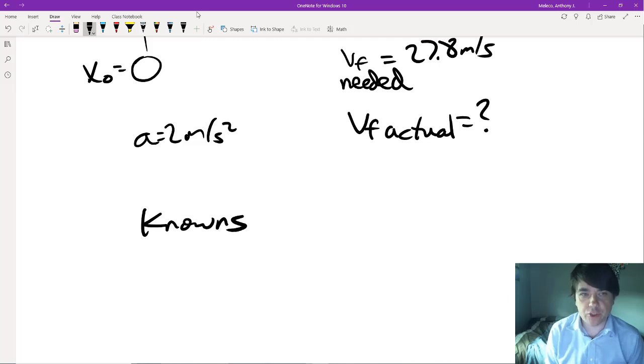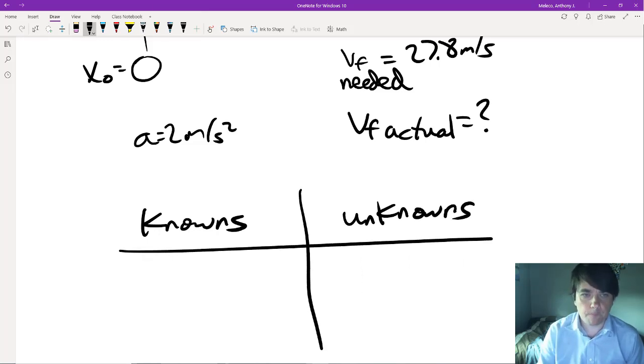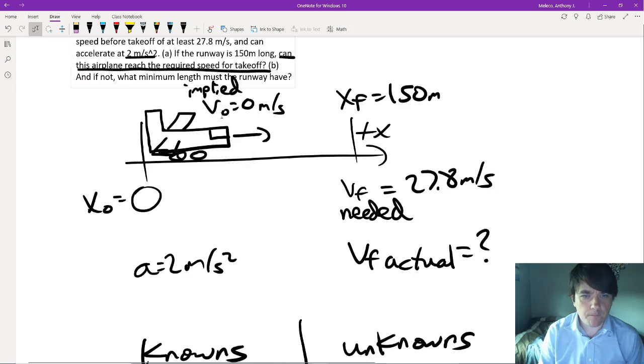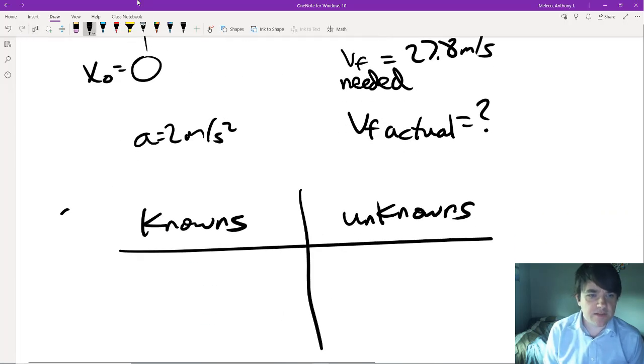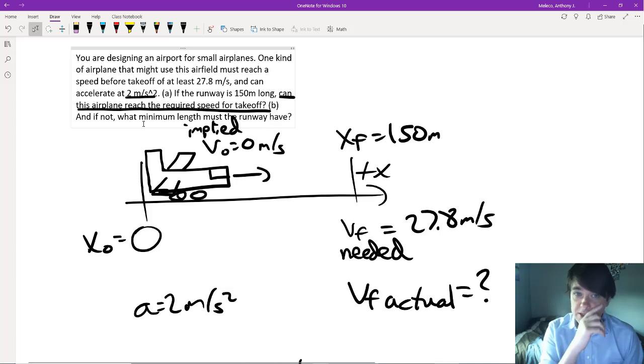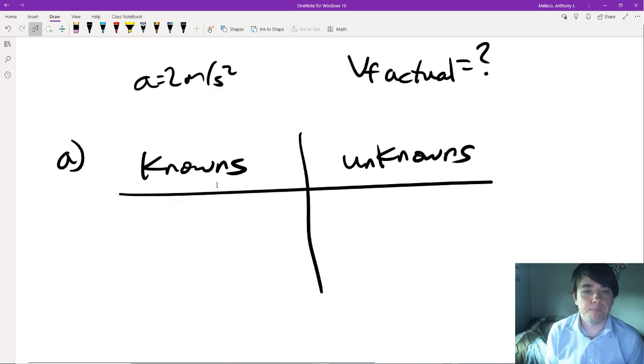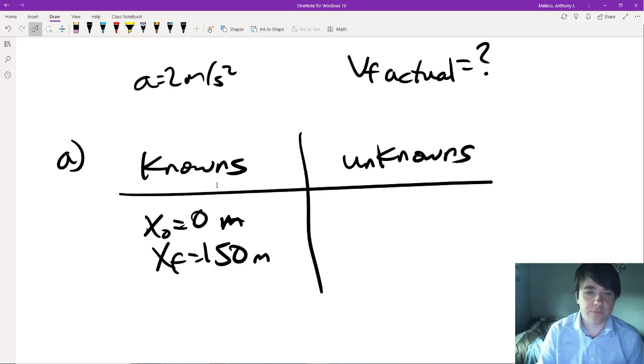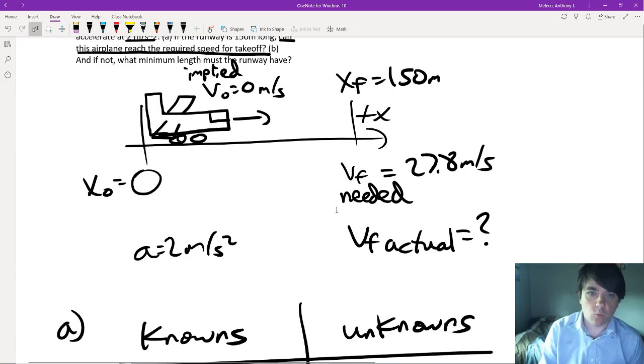So we're going to take our picture and take our understanding of the problem and put it into something we can use. Knowns and unknowns, like always. And I'm going to actually make the distinction here, part A, because we do have 2 parts. And so we must separate it, or it's important to. All right, knowns and unknowns. Position. We defined 0 as the initial position like we always do. X final, we're told, is 150 meters. That's our position. What about our velocity?